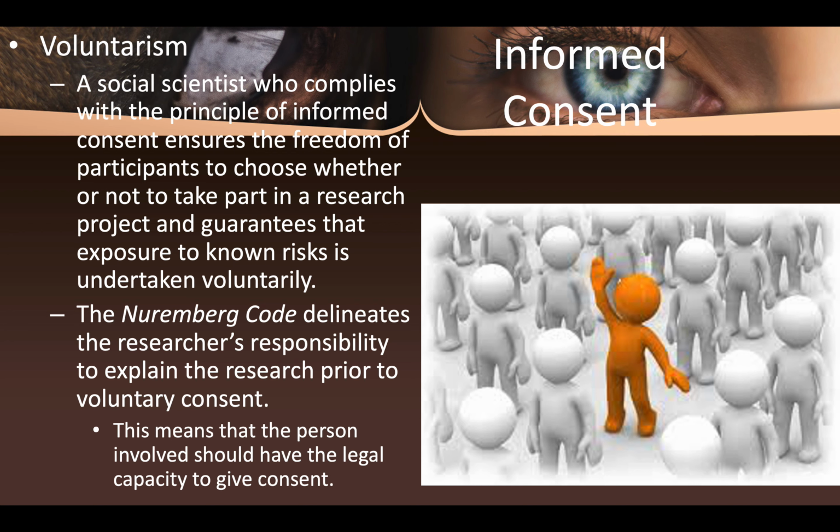The Nuremberg Code delineates the researcher's responsibility to explain the research prior to voluntary consent. This means that the person involved should have the legal capacity to give consent. And the reason they call it the Nuremberg Code is because it came out after World War II. They were conducting trials on war crimes against the German government and against German individuals in Nuremberg, Germany, and that's where the Nuremberg Code came out. They looked at some of the research that the Nazis had done during World War II, the research being done at the death camps, and they realized this is grotesquely unethical.